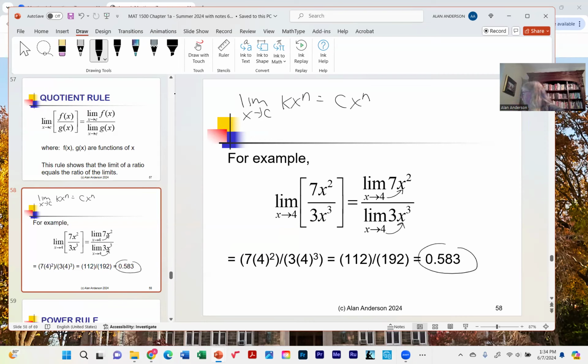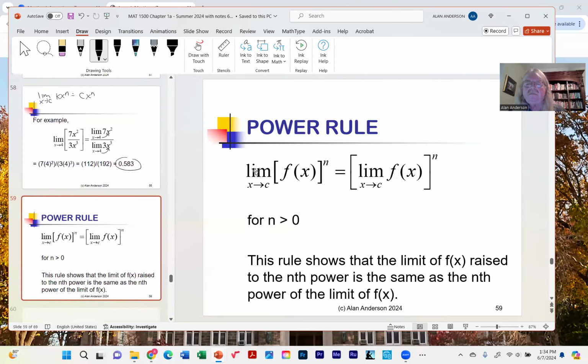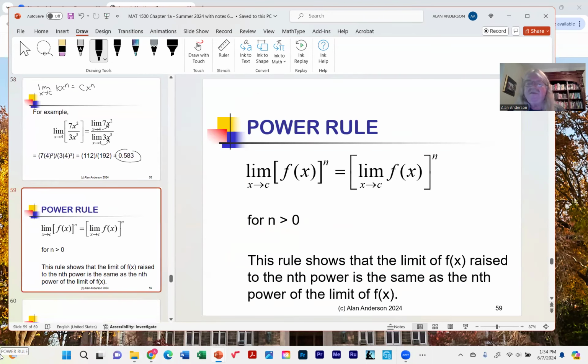Okay, and then we also have the so-called power rule, where if you have the limit of a function raised to some exponent or other, we can rewrite that by taking the limit of f of x and then raising that result to n. So let's look at the example in the next slide.